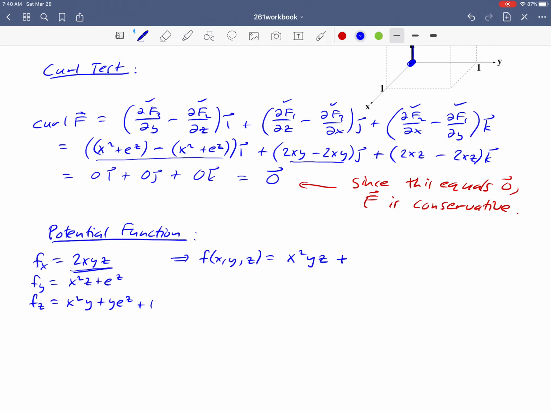Okay, but what is our constant going to look like in this context? Well, if x is our only variable, then y and z are being treated as constants, so this constant that we add may very well have y's and z's in it. Okay, so we need to think of our constant as being a function of y and z. Okay, and moving on to the second calculation.